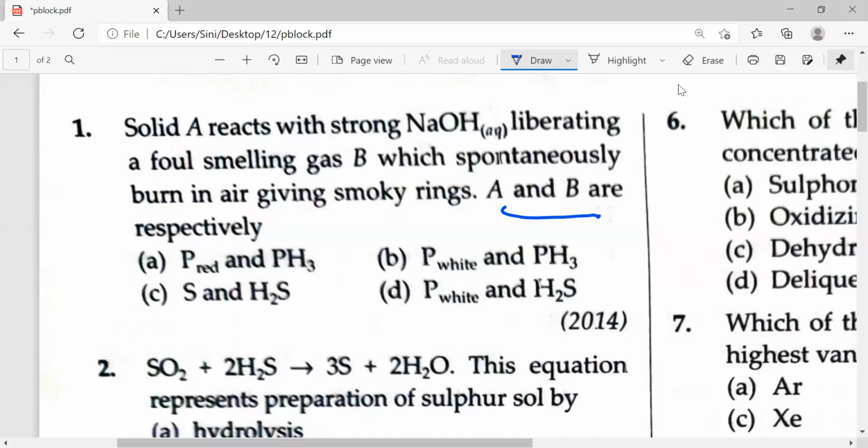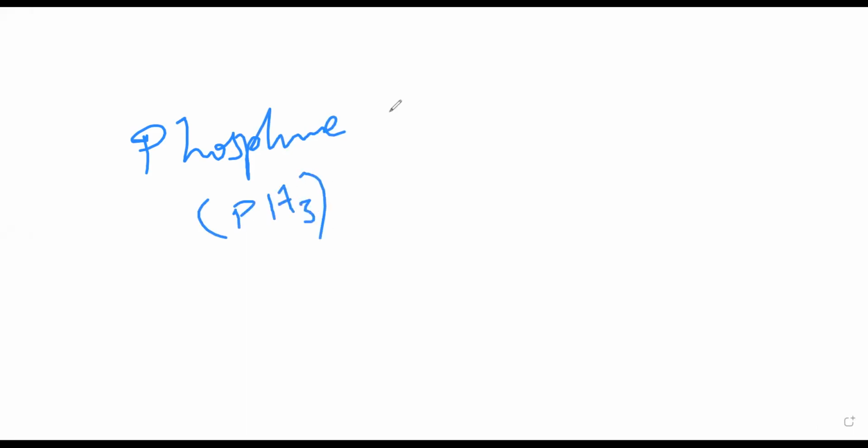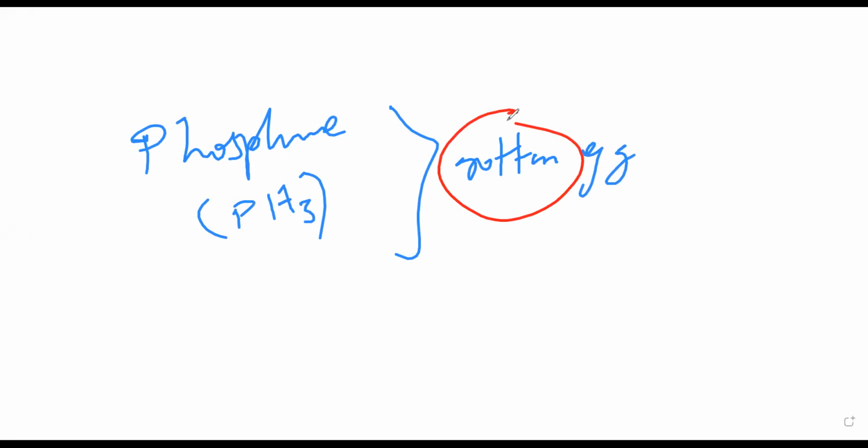Okay, so we know one thing. Phosphine, correct? That is nothing but PH3. Yes, PH3 has a rotten smell. That is phosphine. The first thing I write here is phosphine. PH3 has got a rotten egg smell, or rotten vegetable, or whatever it is. It has a rotten smell. So that is my first thing.